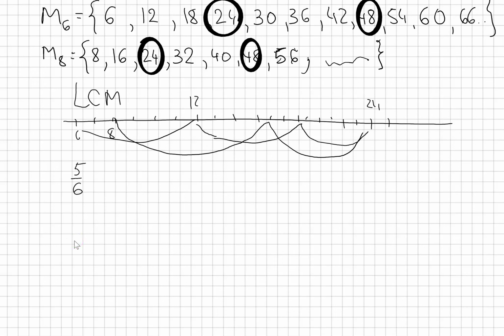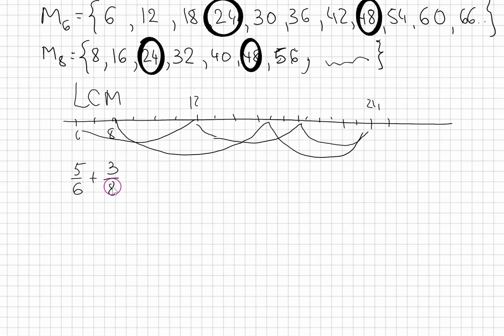5 over 6 plus 3 over 8. Can we add the two fractions? No. Why? They don't have the same denominator. Okay, that's 5 sixths plus 3 eighths, not the same things. How do we get it? Because these are smaller numbers like 6 and 8, we can find it the same way I told you.